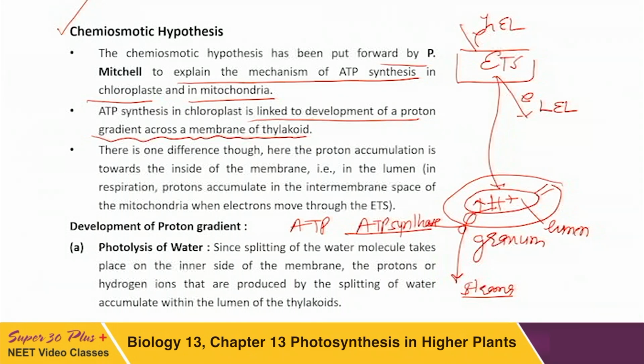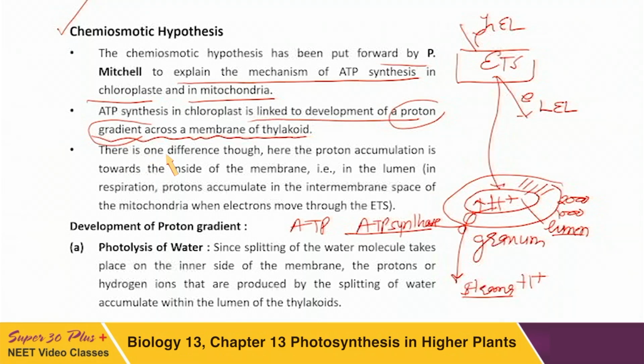This is the thylakoid membrane, and here, see, this is the proton gradient. In the lumen the concentration is very, very high. This concentration in the lumen may be about 1000 to 2000 times more than the concentration of protons in the stroma. This is known as the proton gradient, right?